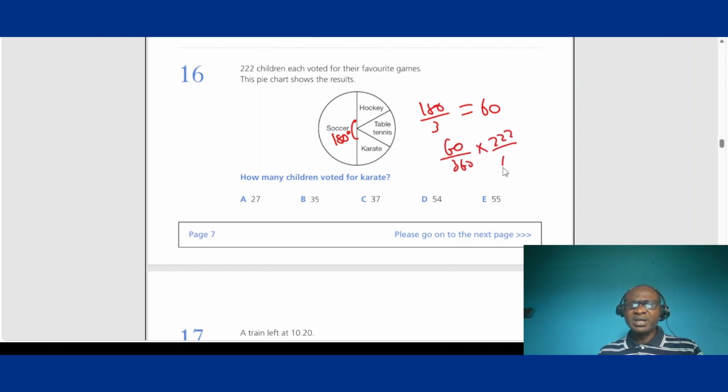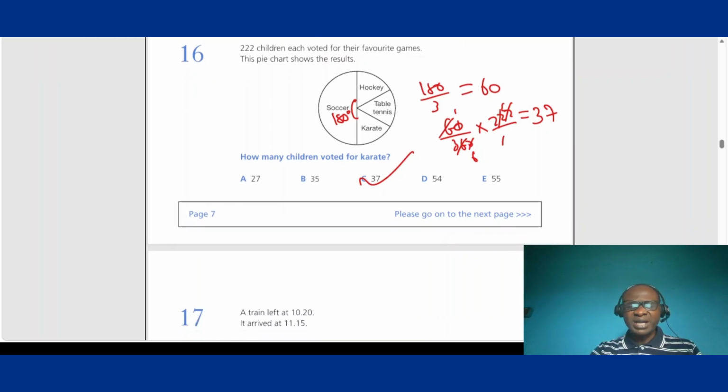222. Okay, so this we cancel out. Here is 1, here is a 6. Therefore, we can use 6 to divide 222. 6 into 22, we go 3 times, which is 18, remaining 4. 6 into 42, we go 7 times. Correct answer is option C. All right. Therefore, the number of children that voted for karate is 37 children.